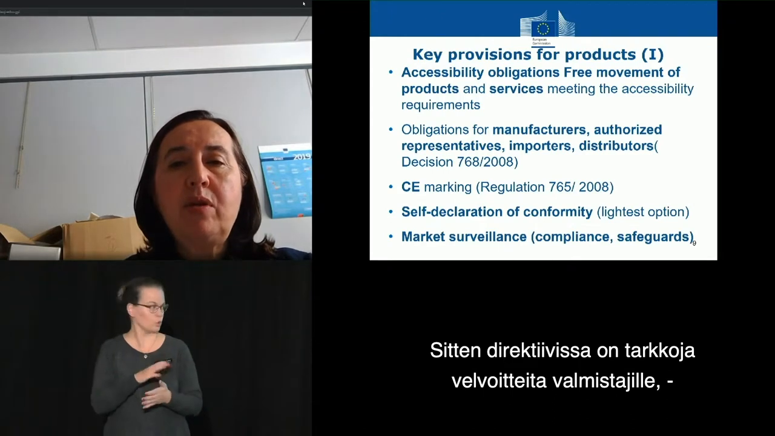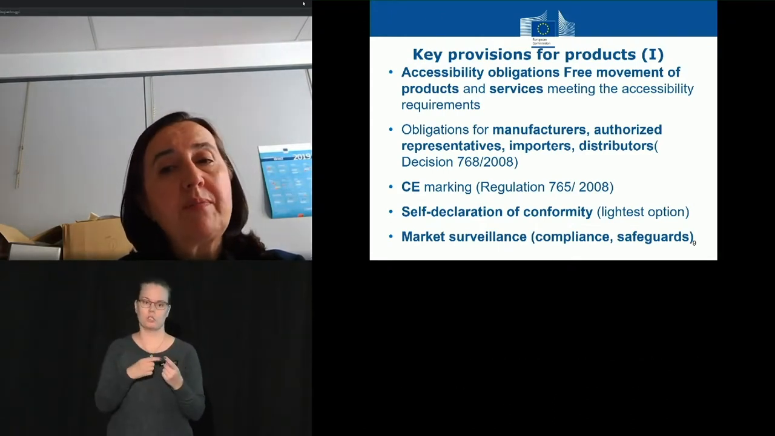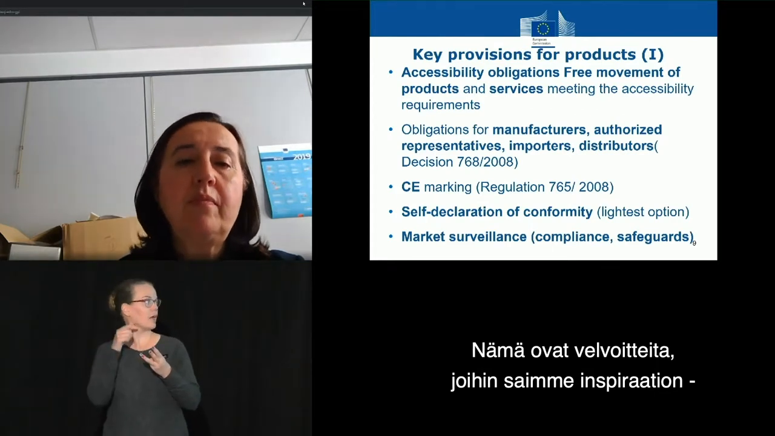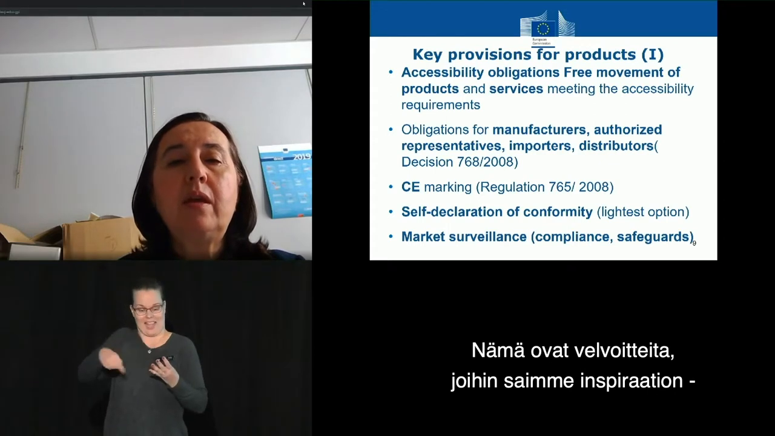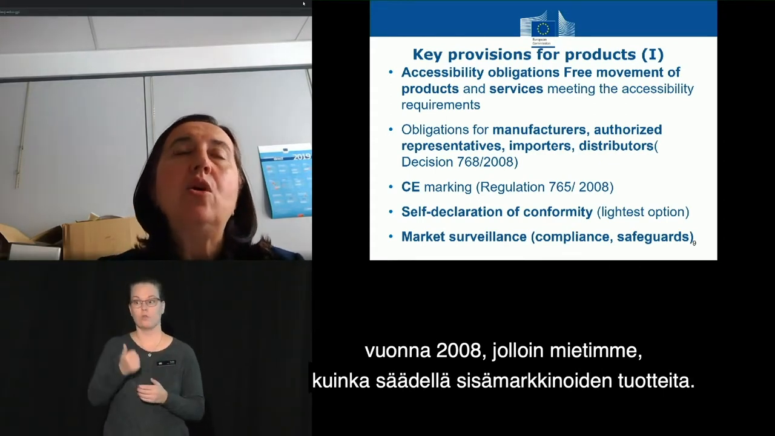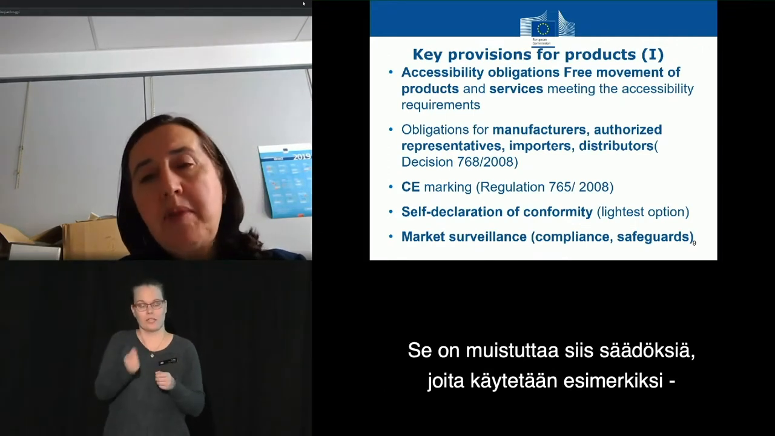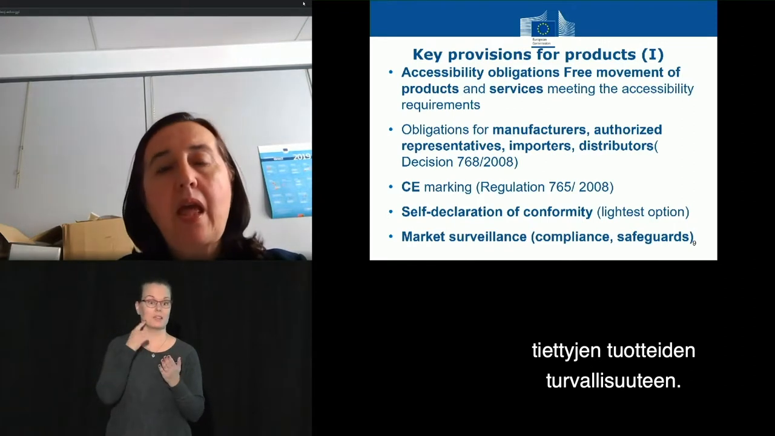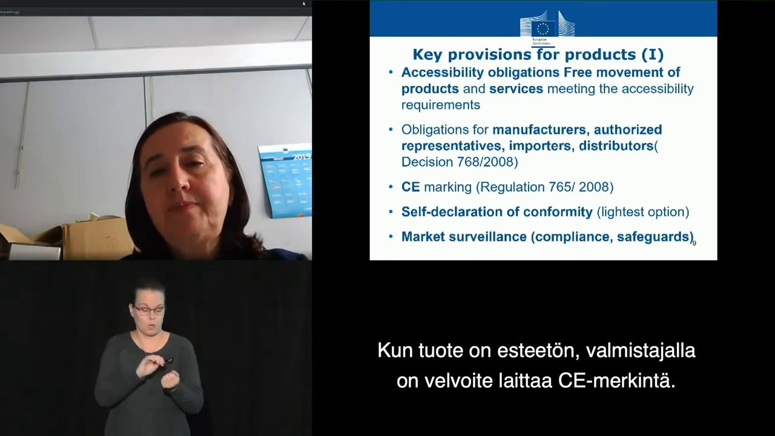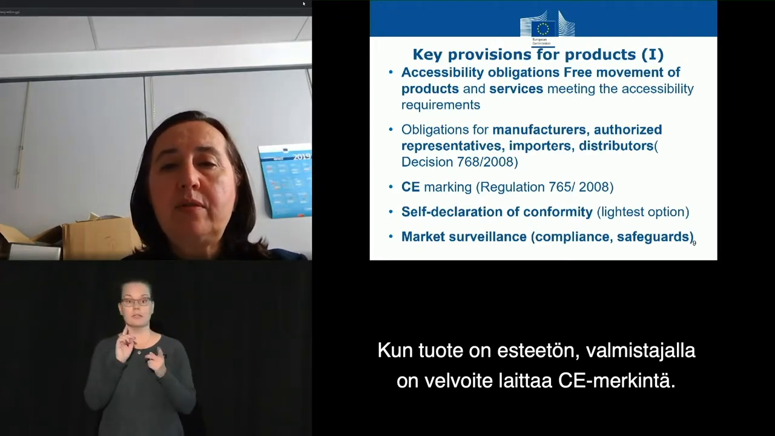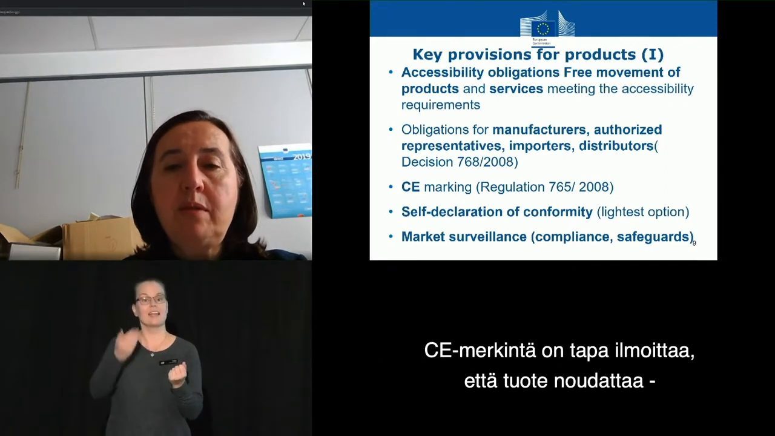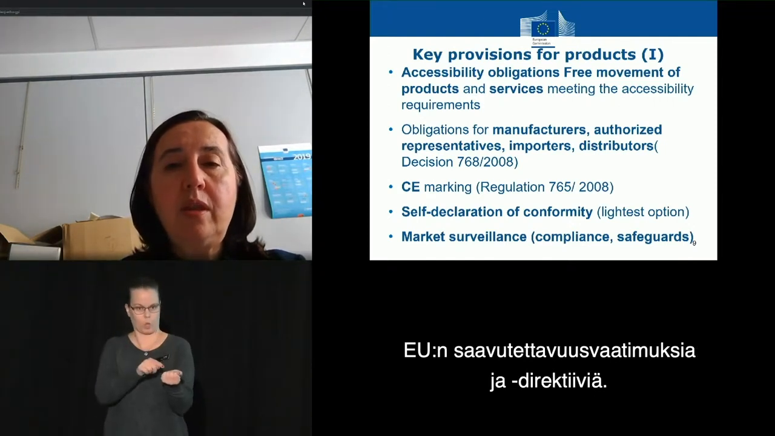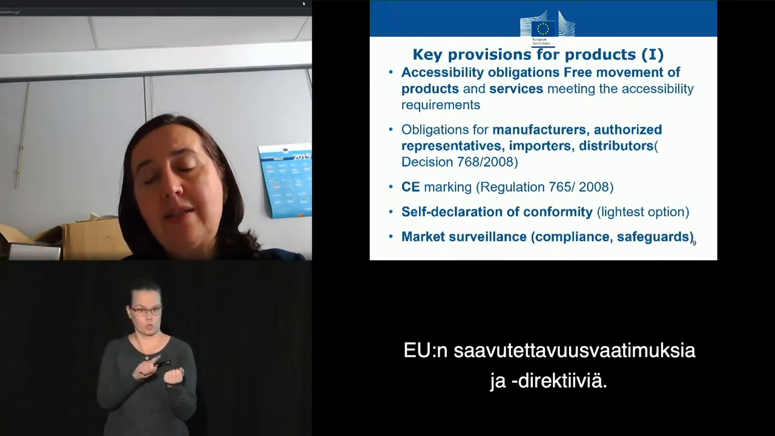Then the directive contains a number of specific obligations for manufacturers, authorized representatives, importers, and distributors. These are obligations that have been inspired in a decision taken in 2008 on how to regulate the internal market for products. So it's similar to the provisions, for example, used for safety of certain products. Once the product is accessible, the manufacturer has the obligation to put the CE marking. So the CE marking is the way of indicating that the product complies with the accessibility requirements and complies with the directive.